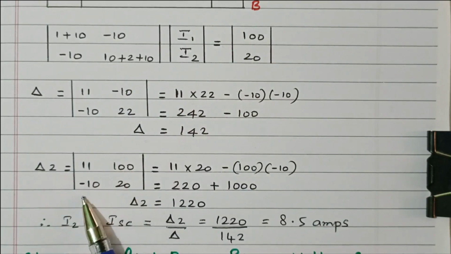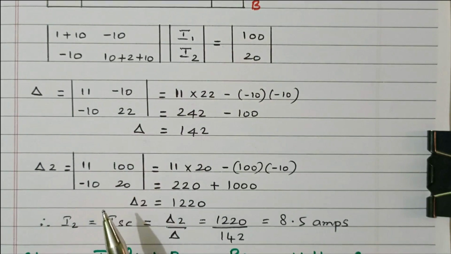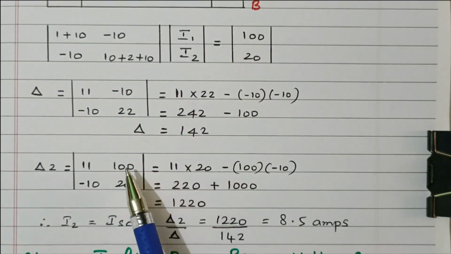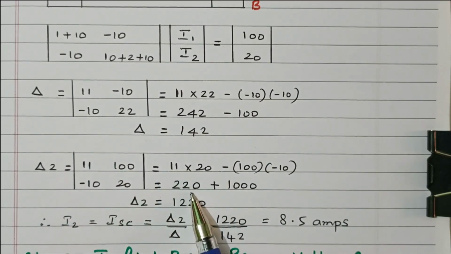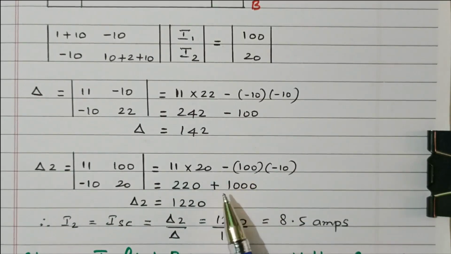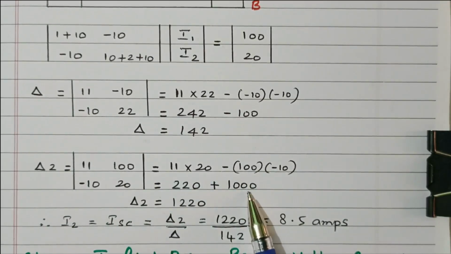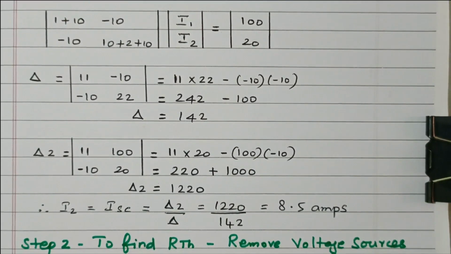Right? So 11, minus 10. This second column is replaced by the 120 voltage matrix. So 11 into 20 minus of 100 into minus 10, right? So 11 into 20 is 220, plus, two negatives are available, so it becomes positive, 100 into 10, 1000. So it is 1220. So the delta 2 value is 1220.